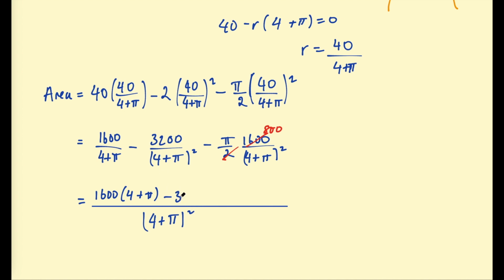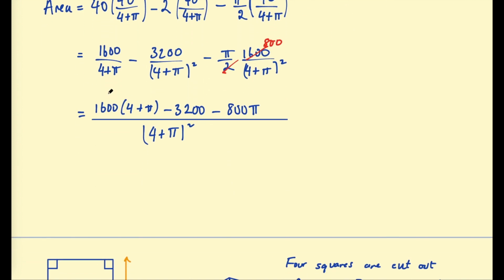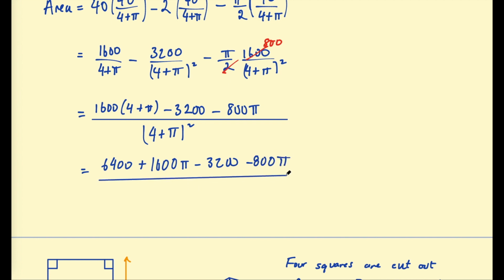Okay, so take 3200, take 800 pi. Let's keep simplifying. So expand those brackets out. 1600 times 4, that's 6400 plus 1600 pi. Take 3200, take 800 pi, all over 4 plus pi squared. 4 plus pi squared. And then what do we get?